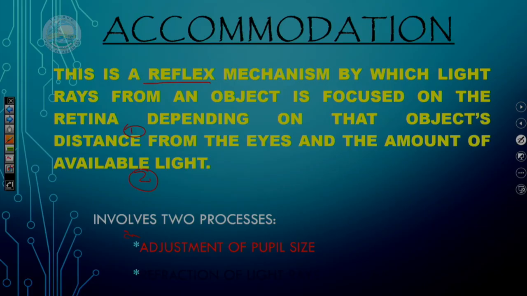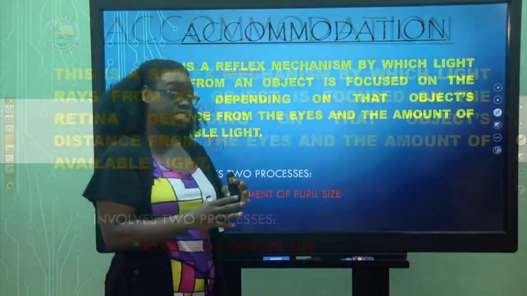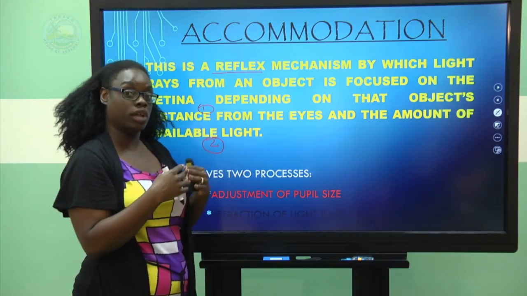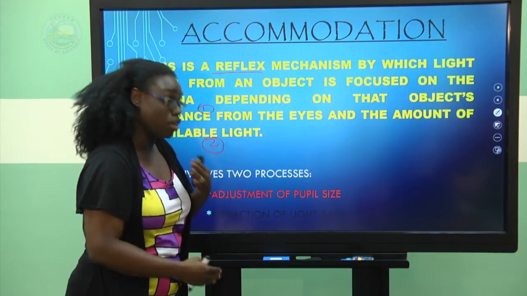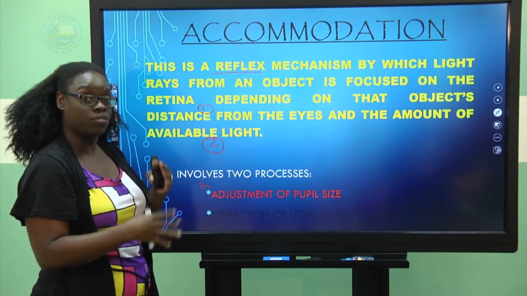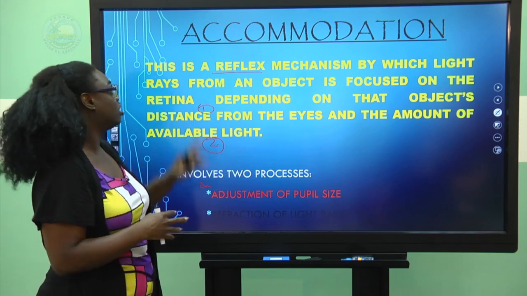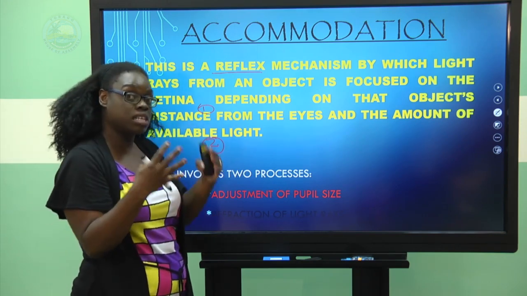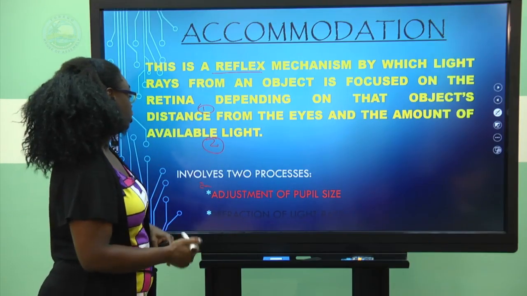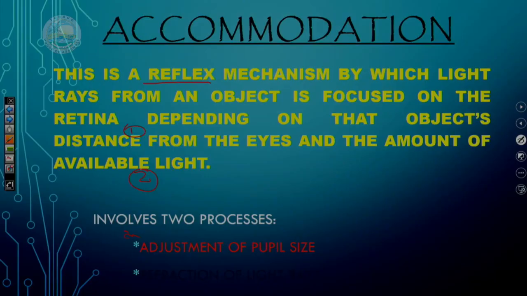So your eyes have to constantly be adjusting or accommodating for that change in distance that you are looking at. So you're looking at something close here and then you focus on something far up again. So your eye has to accommodate for that constant movement. And it is a reflex action. You don't have to think about it. The eye does what it has to do when it's changing its sight range. So it involves two things. You need to adjust the size of the pupil and you need to adjust the refraction of the light rays.